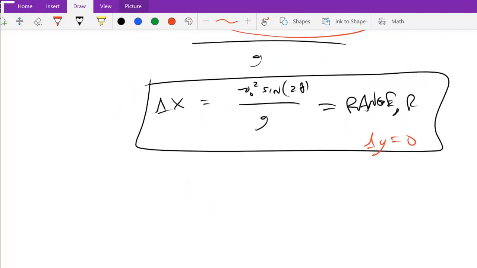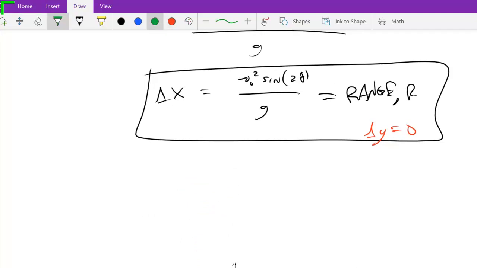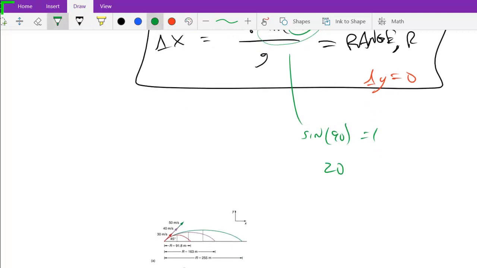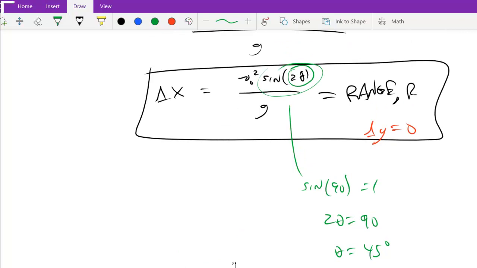So some interesting things about this. We see here, this is the sine of 2 theta. And so the way we maximize the range would be to get our sine function to a maximum value. We know the sine of 90 is the greatest value we can possibly have, so the sine of 90 is equal to 1. So this must mean that 2 theta is equal to 90. So then theta must be 45 degrees. So the farthest we can launch something is at an angle of 45 degrees.